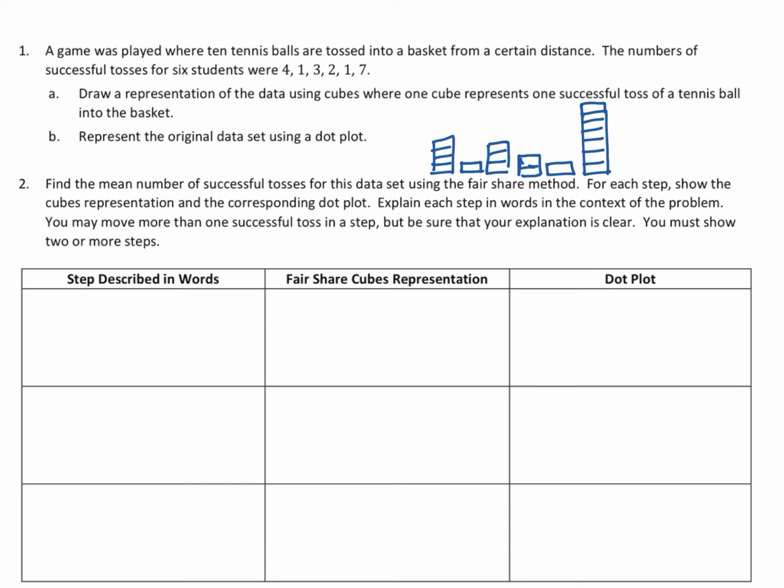Represent the original data set using a dot plot. So 1 needs to have 2 dots on it because it happened 2 times.